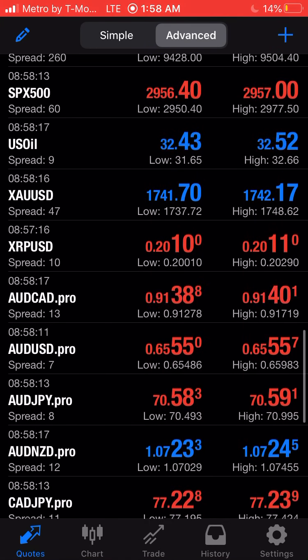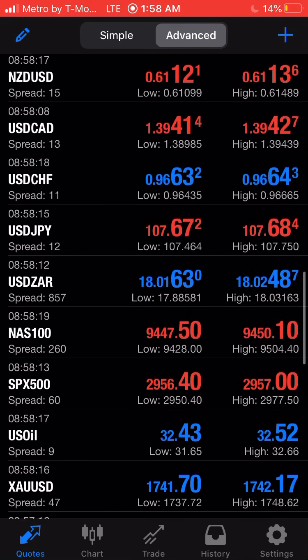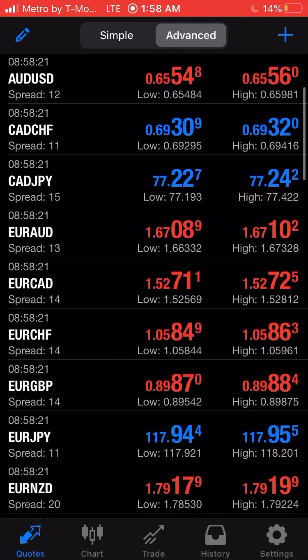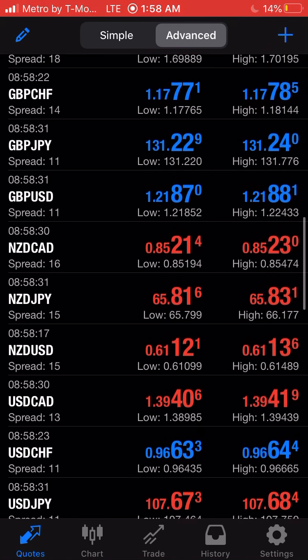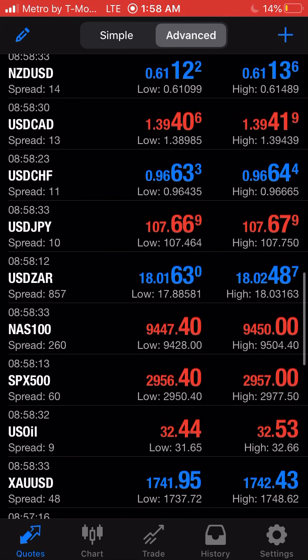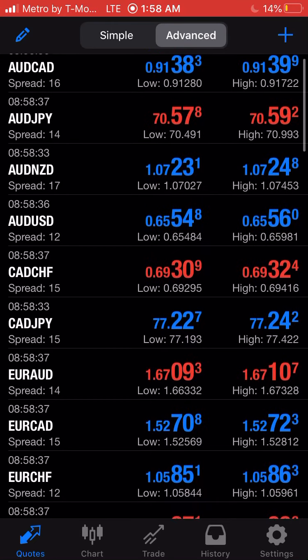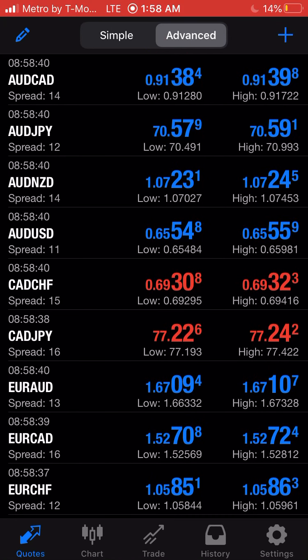We also have AUD CAD.pro. All of these currency pairs have, as you can see, spreads closer to each other, right? Most of these spreads are not high. For example, USD ZAR, NAS 100, SPX, those are high spreads. We are focusing right now on foreign currency pairs with low spreads.